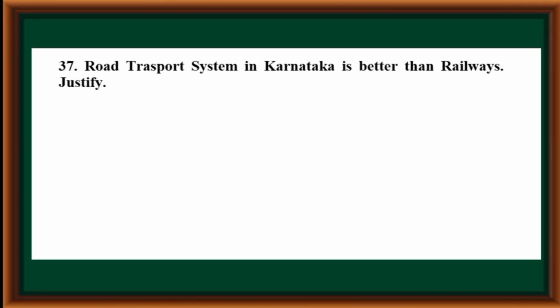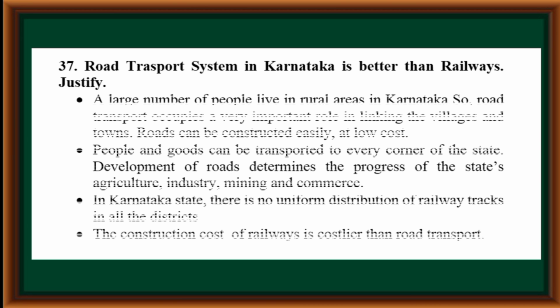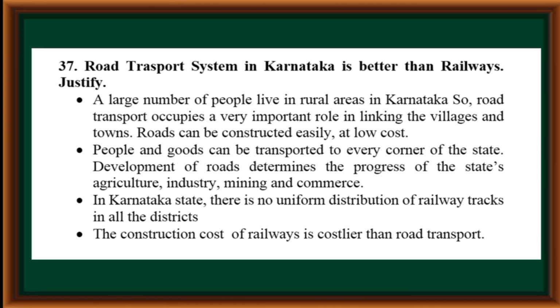Road transport system in Karnataka is better than railways. Justify. A large number of people live in rural areas in Karnataka. So road transport occupies a very important role in linking the villages and towns. Roads can be constructed easily at low cost. People and goods can be transported to every corner of the state. Development of roads determines the progress of the state's agriculture, industry, mining, and commerce.